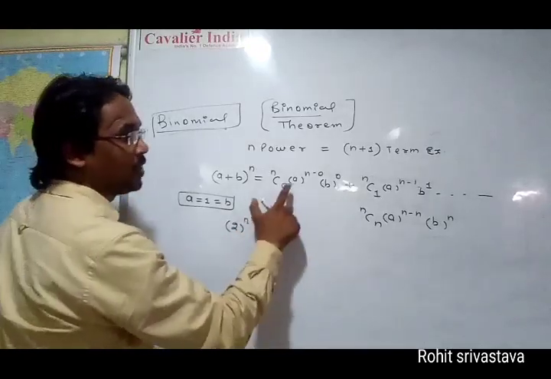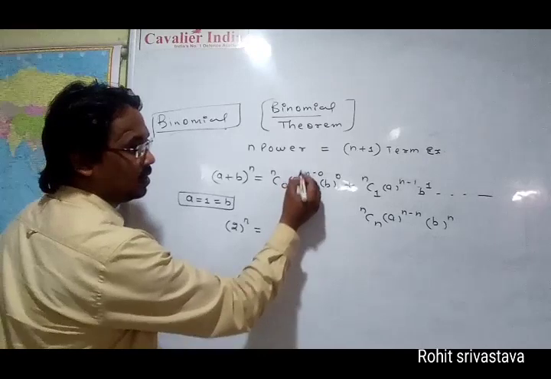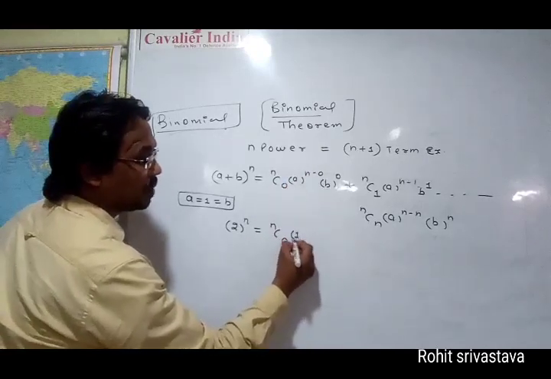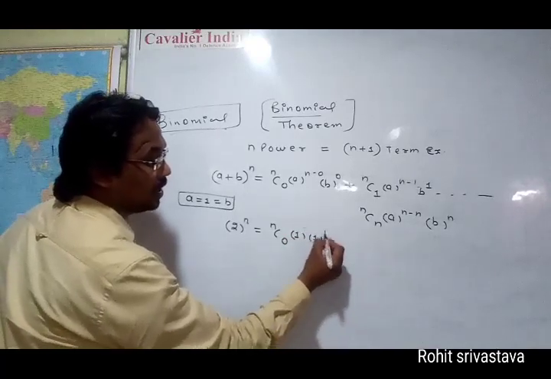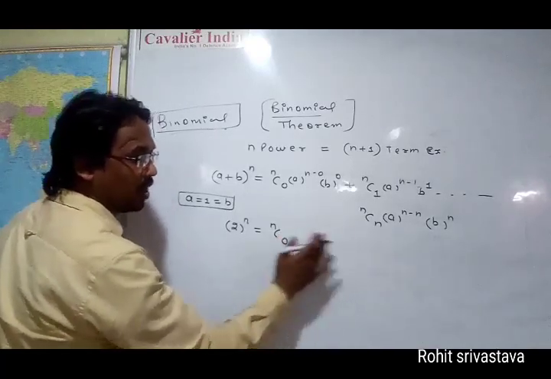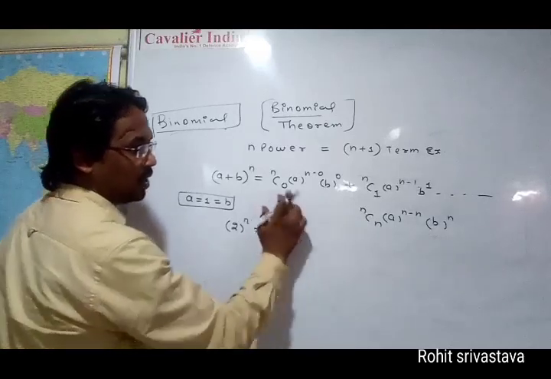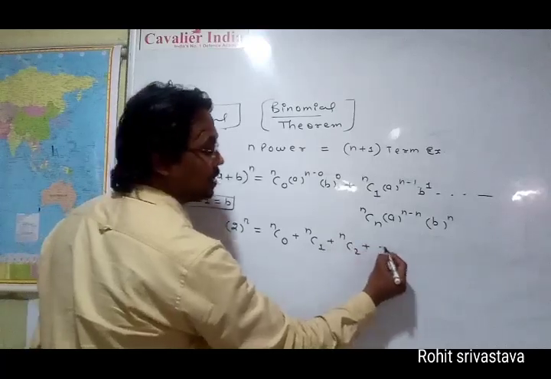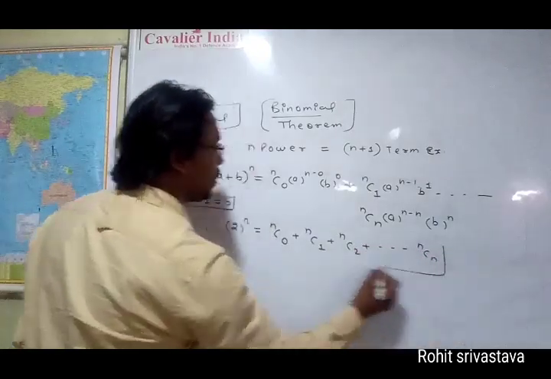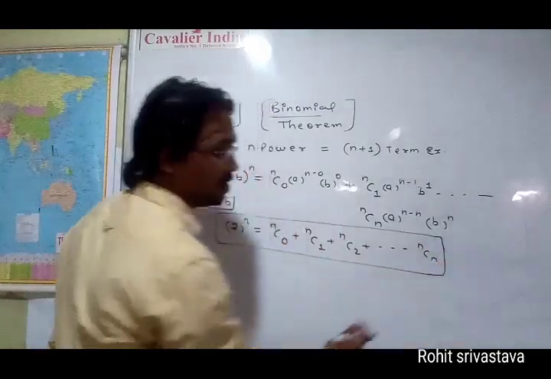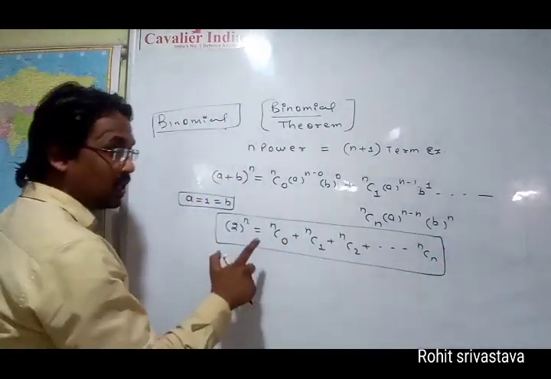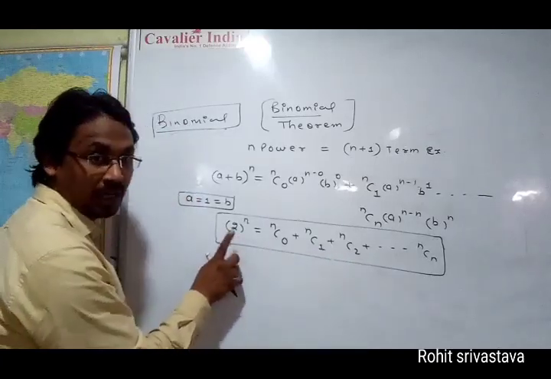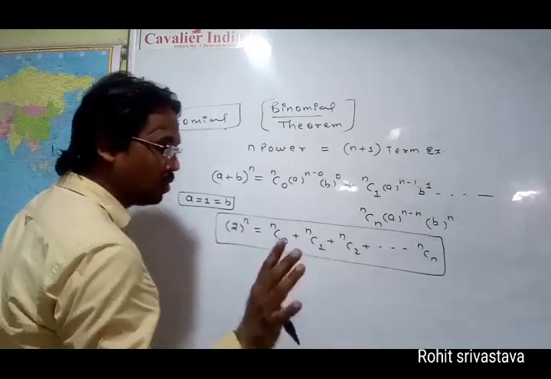Now a turns into 1, b turns into 1. It means nC0, 1 to the power anything is 1, so we can leave this, and we may write here nC0, then nC1, then nC2, then up to nCn. This is our first observation for today's binomial theorem: the sum of the binomial coefficients will always equal 2 to the power n.